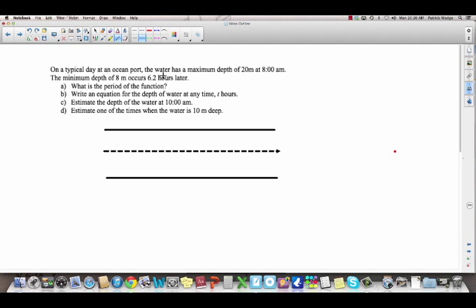On a typical day at the ocean port, the water has a maximum depth of 20 meters at 8 o'clock a.m. So it's going to be at its maximum depth, which is 20, at 8 o'clock. So this is time, and this is depth. The minimum depth of 8 meters, so the minimum it goes to is 8, occurs 6.2 hours later. Well, 8 plus 6.2 equals 14.2. I know when we're talking about time, you might want to change that to 2 o'clock in the afternoon, but I think it's easier if you keep it 24-hour clock. So let's make this 14.2.